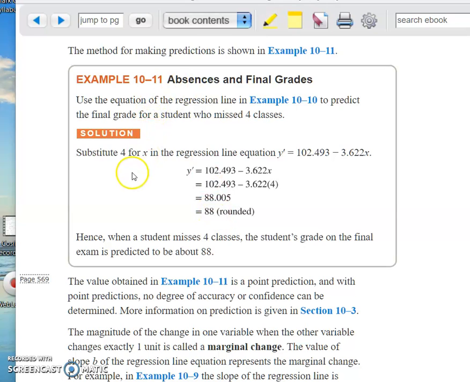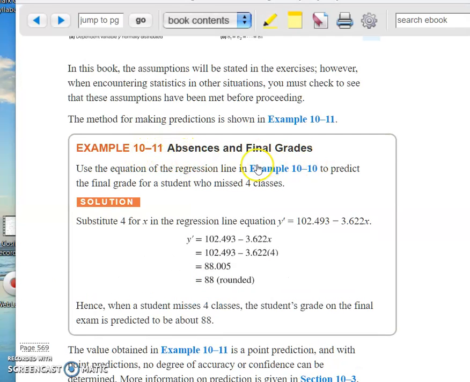Okay, so here's an example of where we're going to use this. We're going to talk about the absences and the final grade, that set of information. This is example 10.11. The equation that we came up with in example 10.10, the absences and the final grade, is our regression line equation. So now you can plug in anything you want. If the kid missed 4 classes, you plug that in, and this is your estimate of the final grade if he missed 4 classes. So there's an example of estimation.